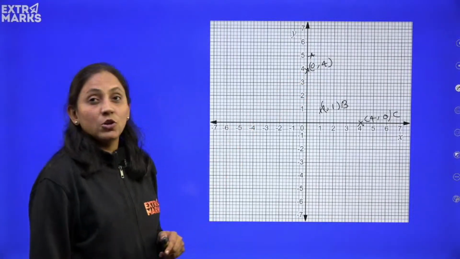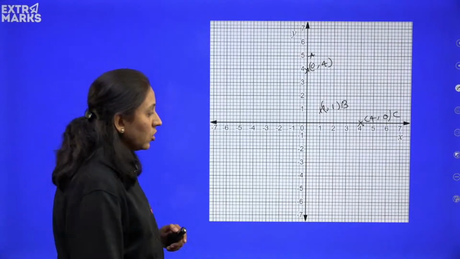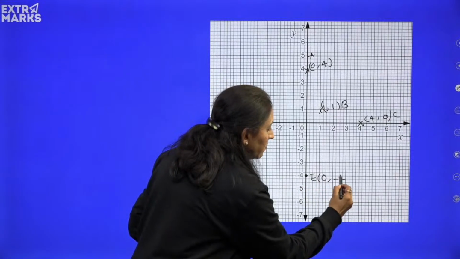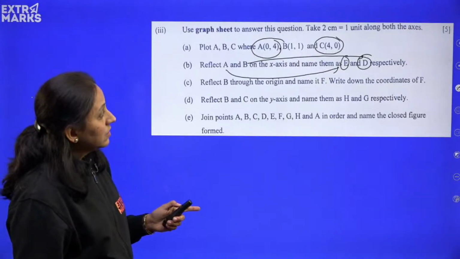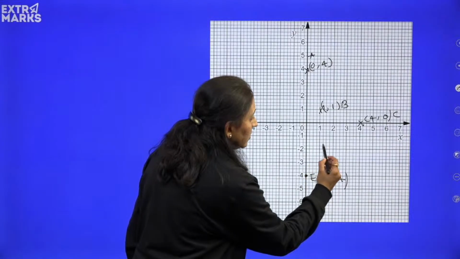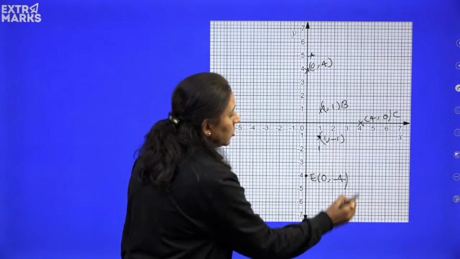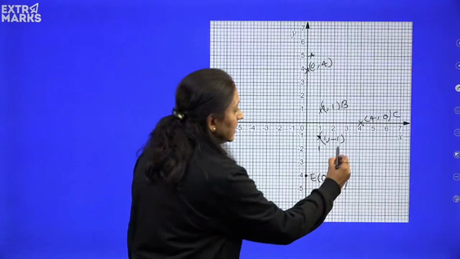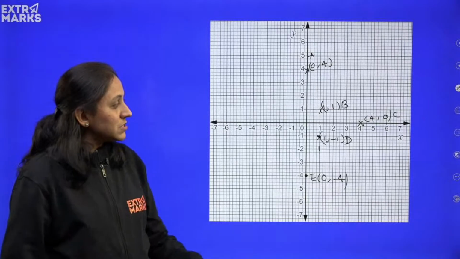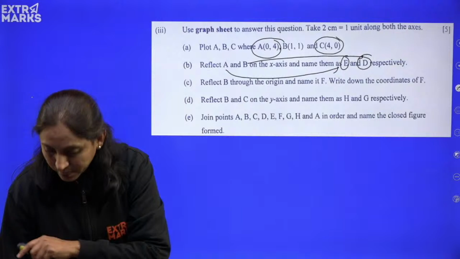If the point A is 0, 4, its reflection will be 0, minus 4, and we name it as E. And B is 1, 1, so its reflection will be 1, minus 1, and we name it as D. You should have made sure that all the points are named correctly, because the final question says you have to join the points in an order.